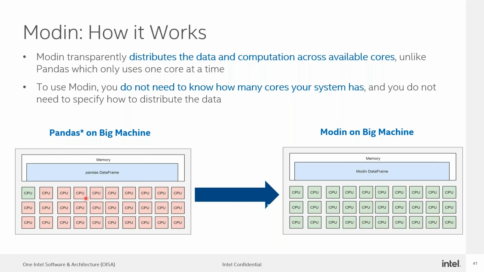So in this case, originally we use one core, but if we change to Modin, then we can have 30 times better performance than single core loading. So this is the reason why we have better performance with Modin.